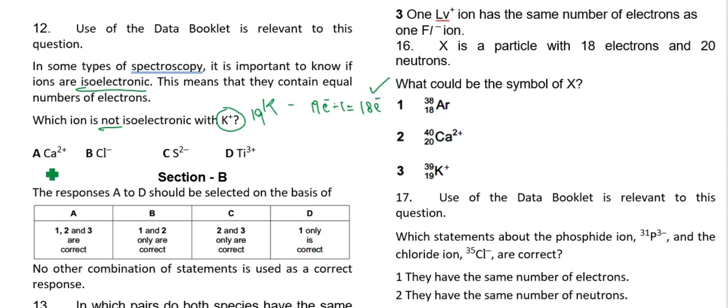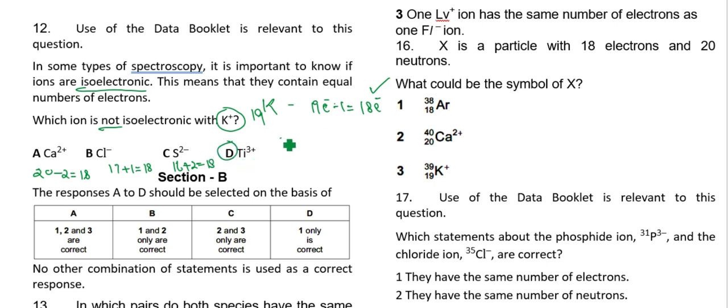Calcium has a total of 20 electrons, with 2 positive, meaning 2 electrons are lost, so it has 18. Same is the case with chlorine. Chlorine has 17 electrons, but one negative means one electron is gained, so again the total is 18. For sulfur there are 16 electrons, but 2 negative means 2 electrons are gained, so the total is again 18. So see, all are 18. They are all isoelectronic with the potassium ion. Automatically this will be our right choice.